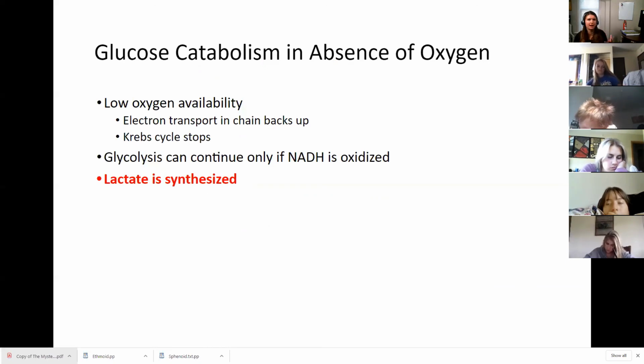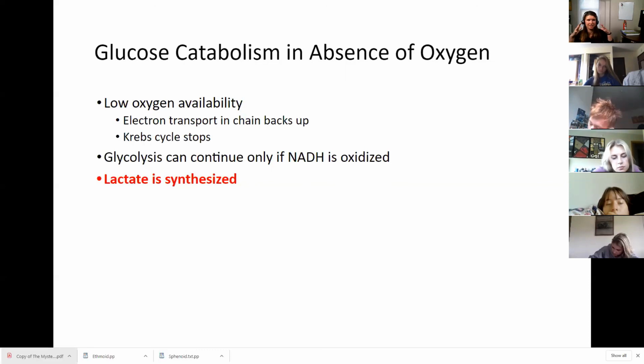So you're breathing fast, right? You're trying to get in a lot of oxygen, but it still takes some time for it to get into your bloodstream, get into your cells, and you don't want your cells to totally quit because they have no energy at that point. So in situations with low oxygen availability, the electron transport chain starts to back up. It starts to back up because we don't have that oxygen to accept those electrons at the end to give us our water molecules.